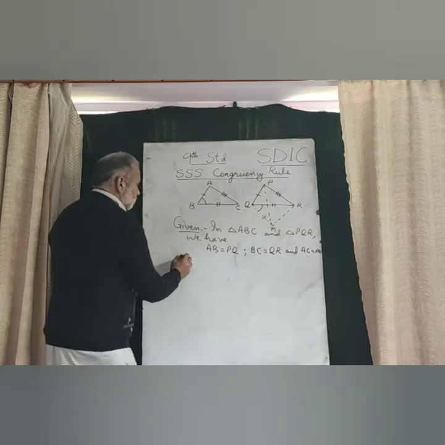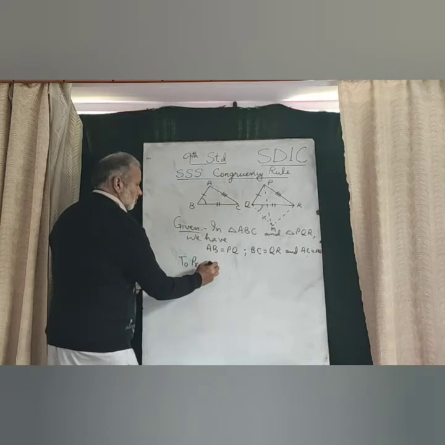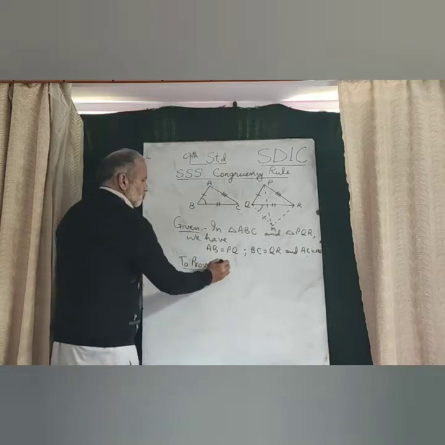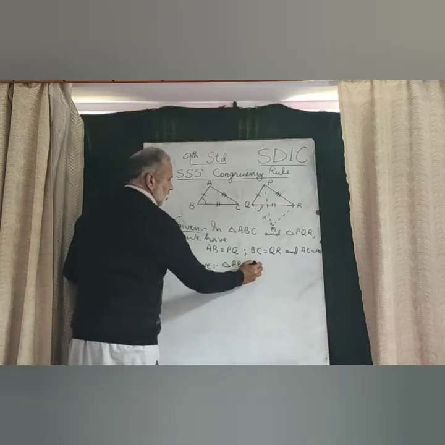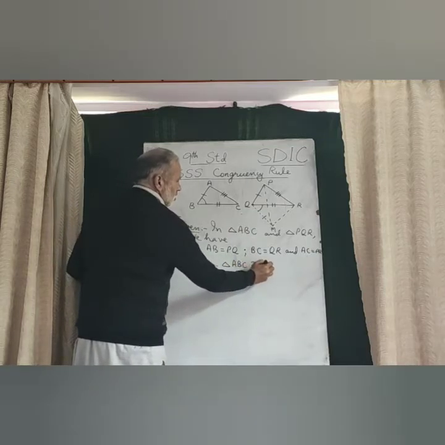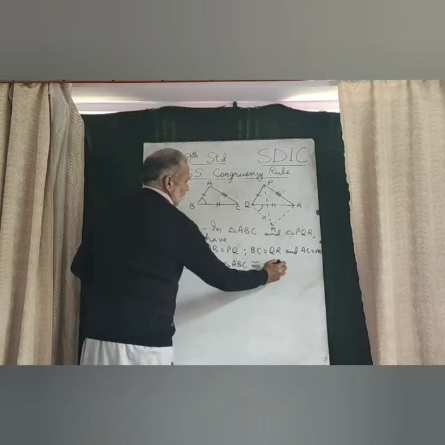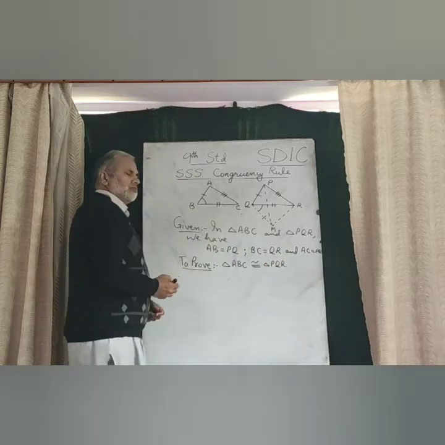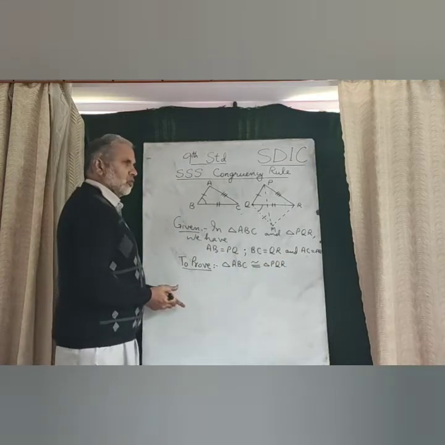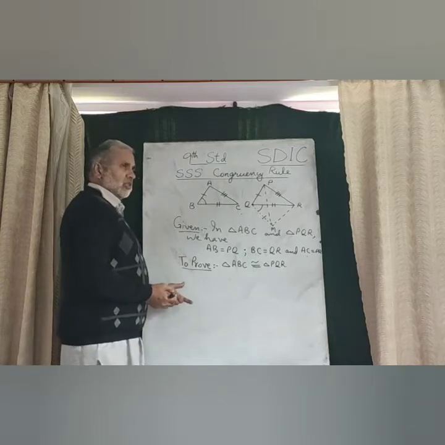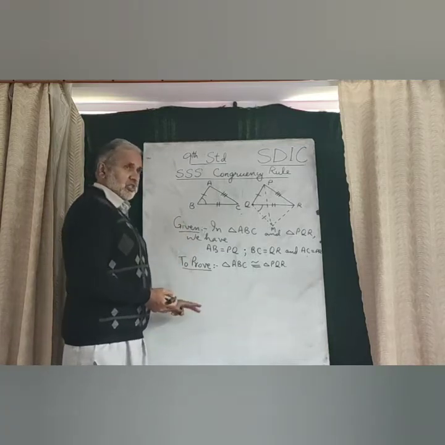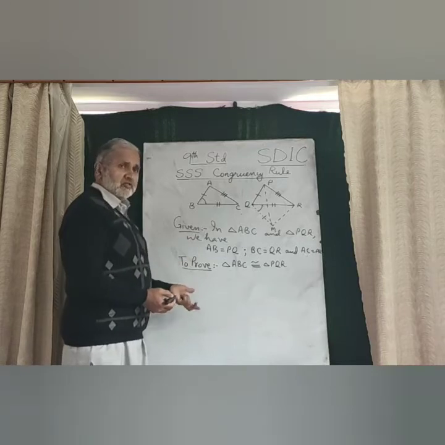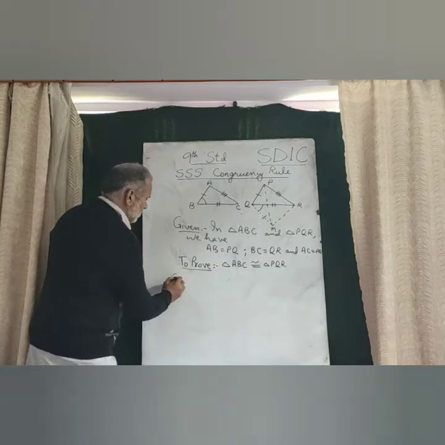Then what do we have to prove right now? To prove, we have to prove the two triangles are congruent. Triangle ABC is congruent to triangle PQR. This is the result to be proved. After given and to prove, the given information and to prove information we get from the statement. Now some extra information is required. We write that as construction.